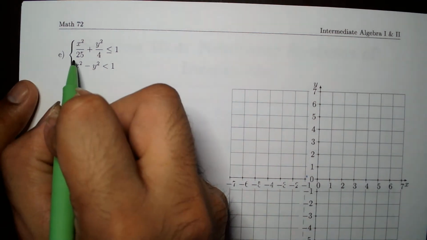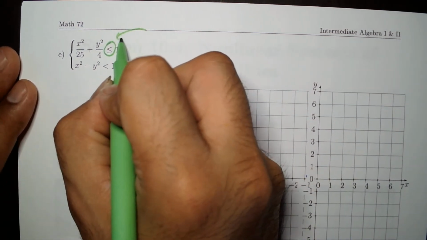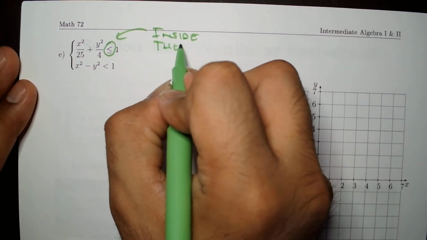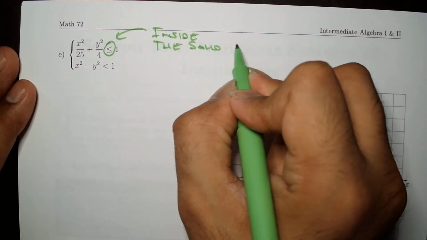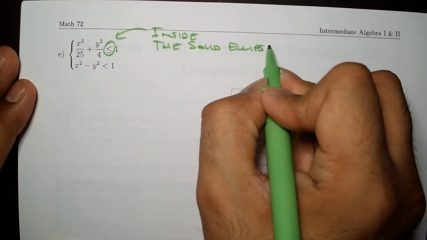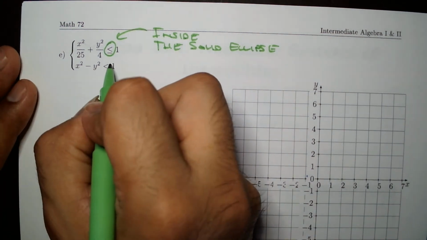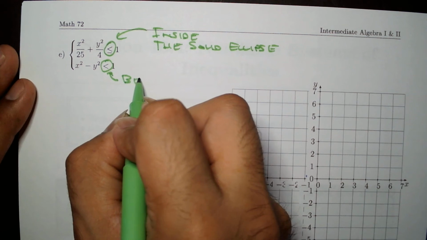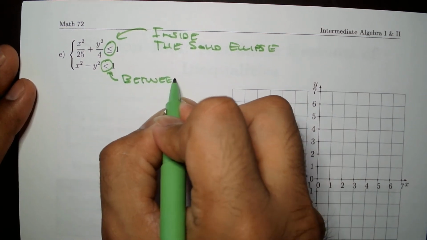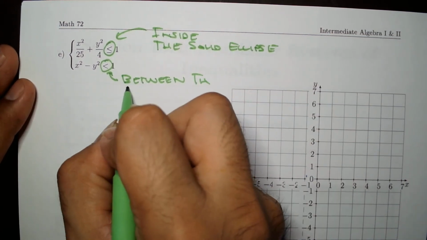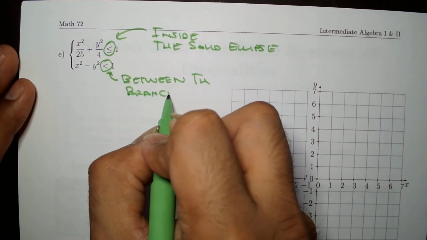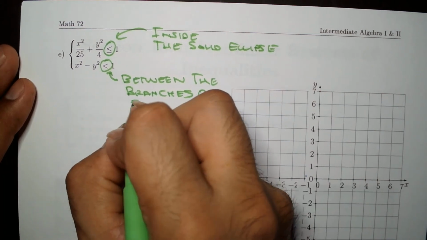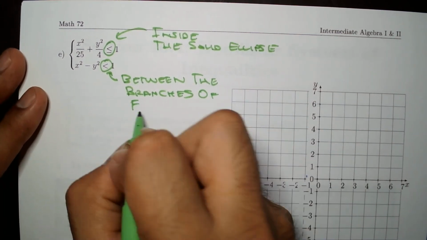So in this case, we're going to have inside the solid ellipse, and in this case, that's going to be between the branches of the hyperbola. How do we know which one is which? Well, we'll discuss.